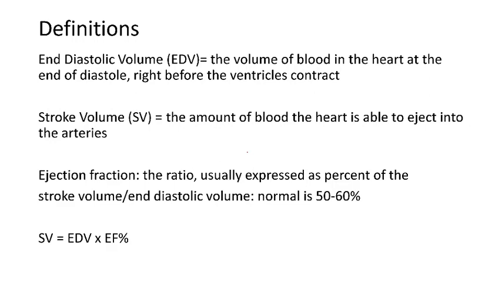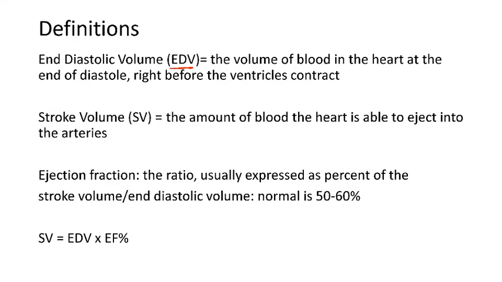So let's do some definitions. I'd already said end diastolic volume, EDV, is the volume of the blood in the heart at the end of diastole. Then we have this concept called stroke volume. That is the amount of blood the heart is able to actually eject into the arteries. What volume? And that's per beat. So how much blood is in 1 beat?